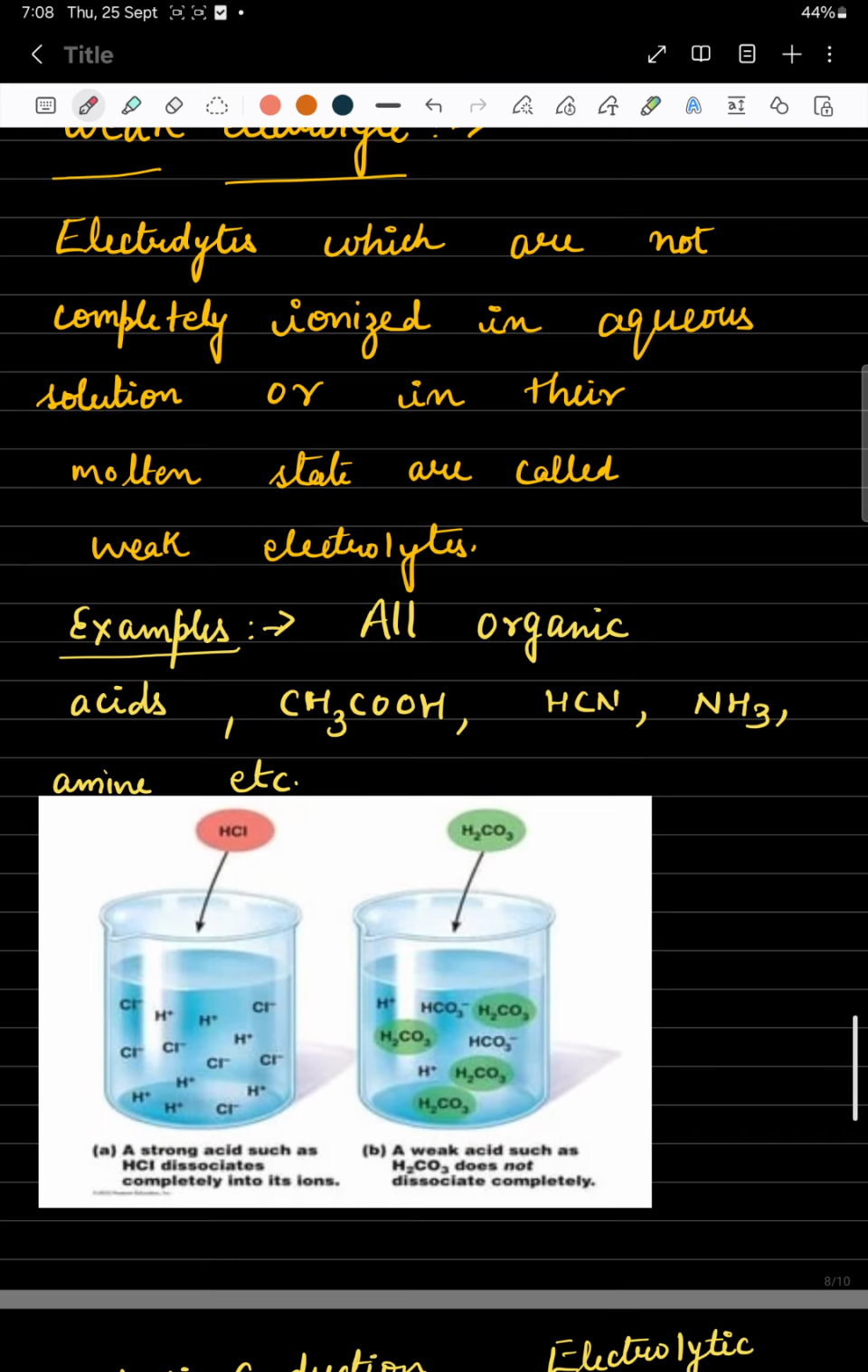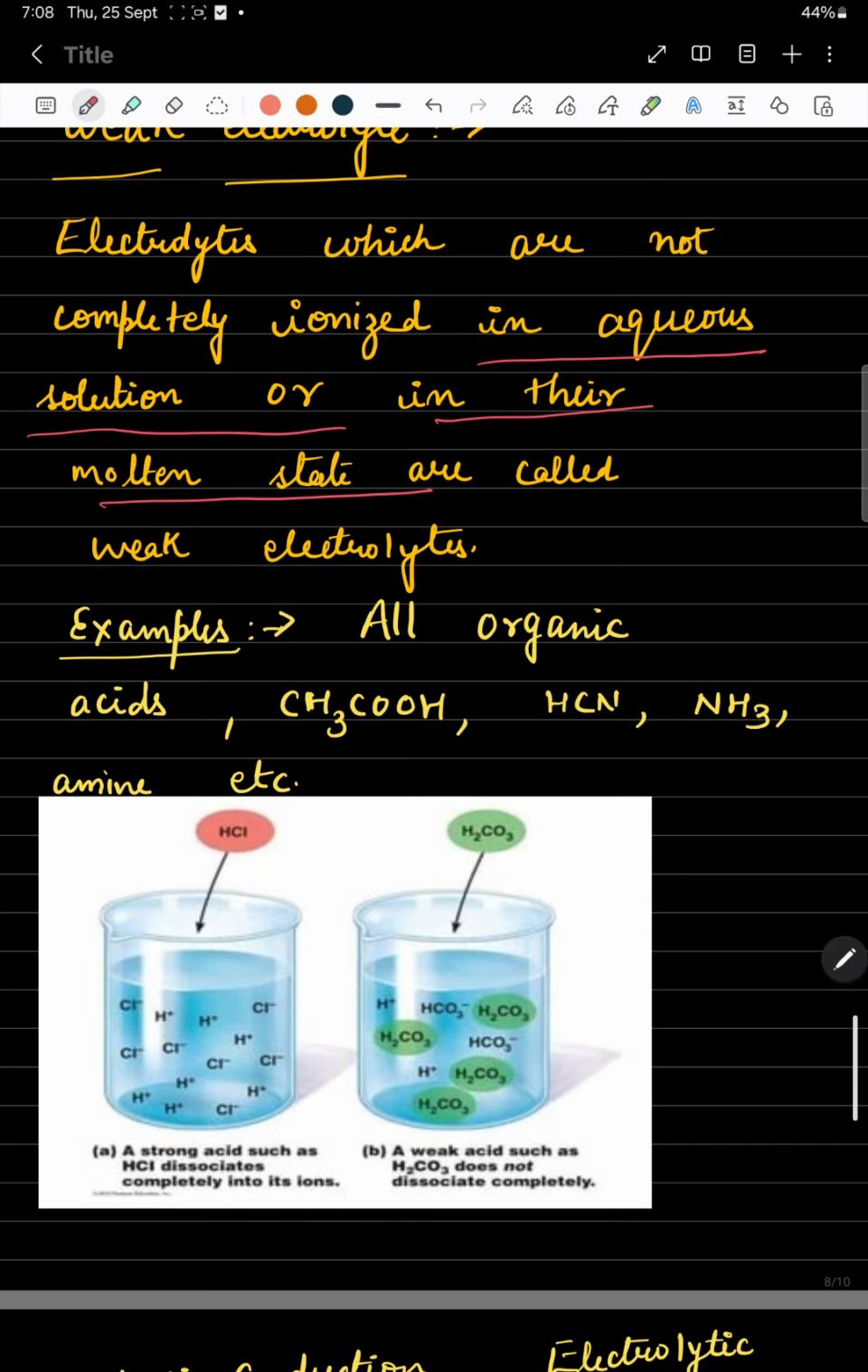Weak electrolytes are not completely ionized in aqueous solution or in their molten state. They have no capability to completely ionize. They would ionize, as we know they are electrolytes. Electrolytes means that once you pass electricity, they divide into ions, but in comparison to strong electrolytes, they take some time to divide into the ionic form. Even if you pass a large amount of electricity, their complete amount would not be divided into ions in one step. It would take some time.